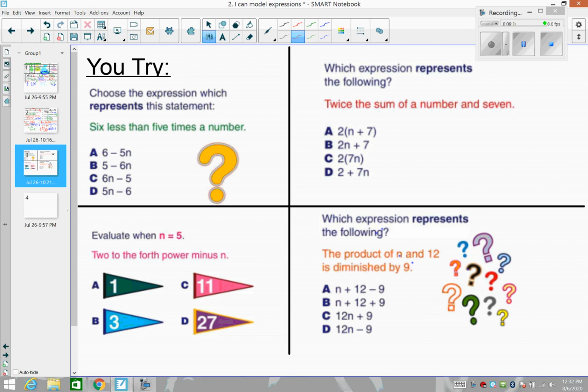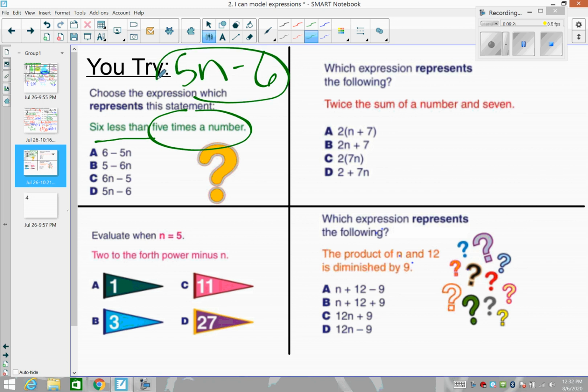Okay, so you should have tried these 4. Let's see how you do. This first one is asking us to take 6 away from 5 times a number. So 5 times a number, takes 6 away from. So you should have said that the correct answer would be D. So grade your paper, D.